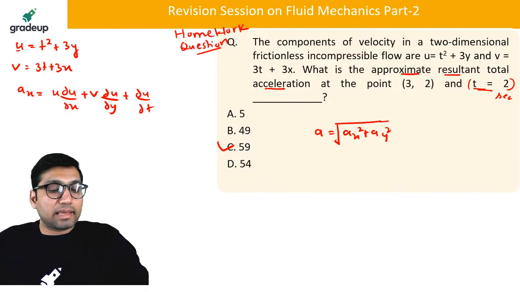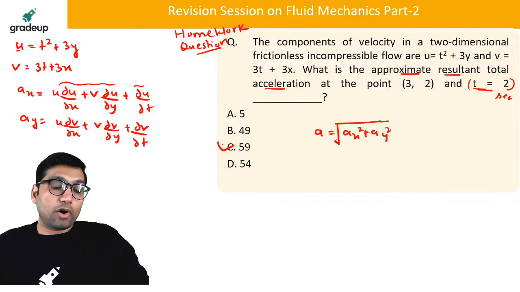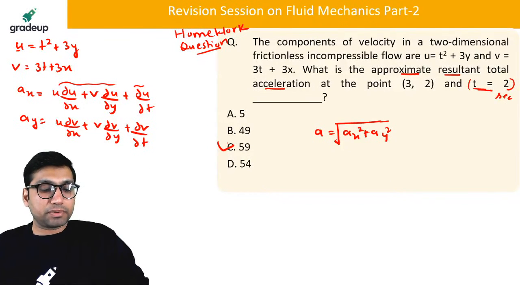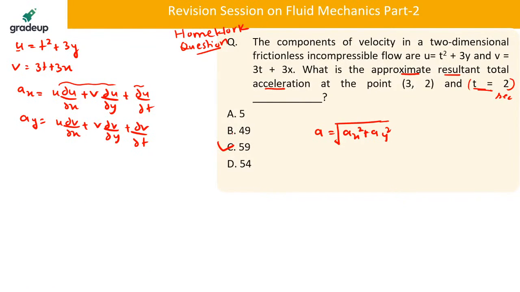So this is the total acceleration in the x direction. The acceleration in the y direction will be the sum of the convective and the local acceleration. This will be equal to u times del v by del x plus v times del v by del y plus del v by del t. Right? I hope many of you have solved this question. The answer will be option C. This was the homework question I gave in the last lecture.